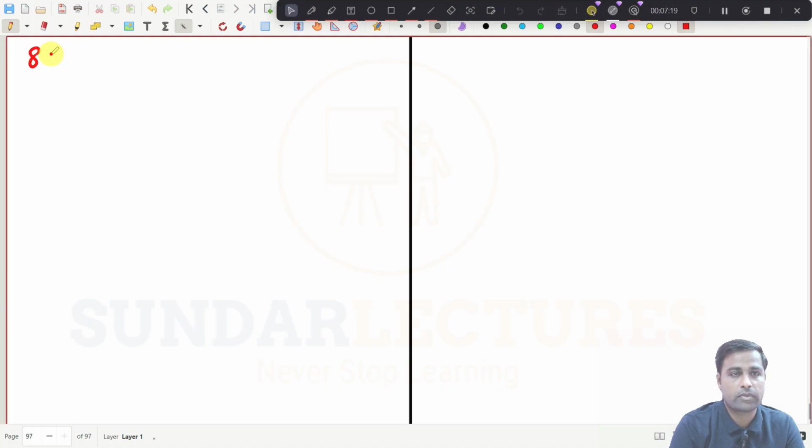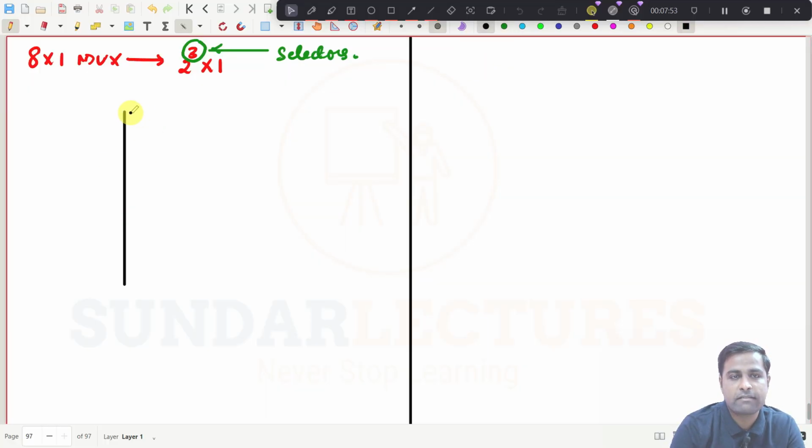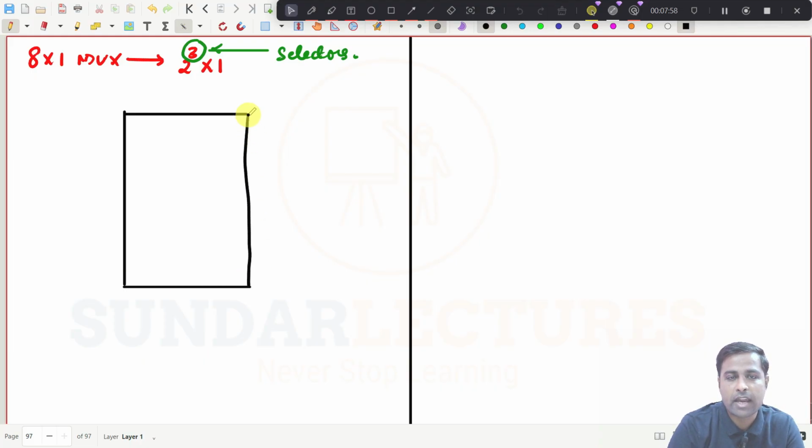What we will do now, we will go for the 8 cross 1 mux. Then what is this one now? 2 power 3 cross 1. So how many selector switches will you have now? You will have 3 selector switches. So now how will the diagram be? You will have an 8 cross 1 mux now. So 8 inputs will be there and 1 output will be there.